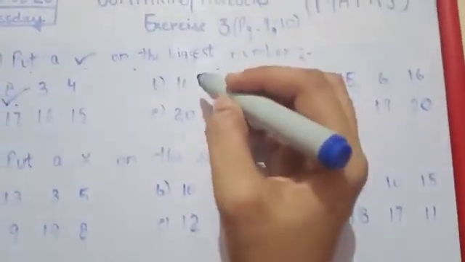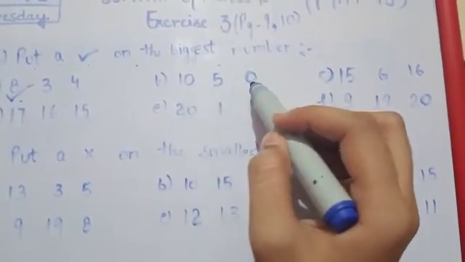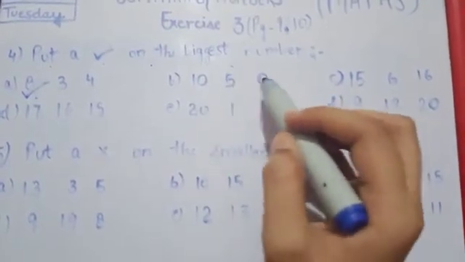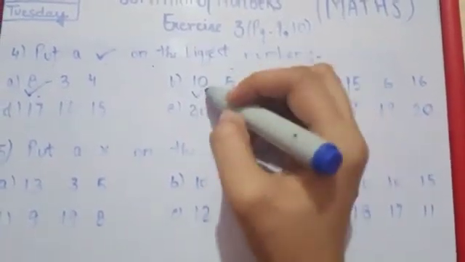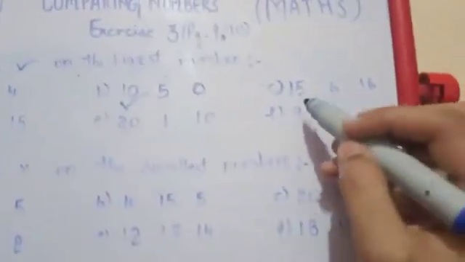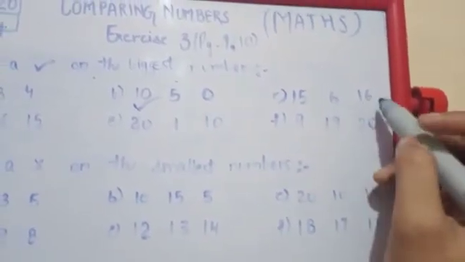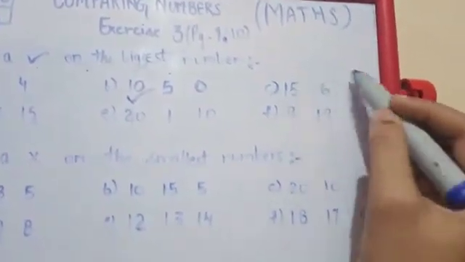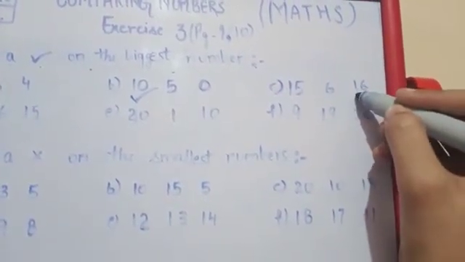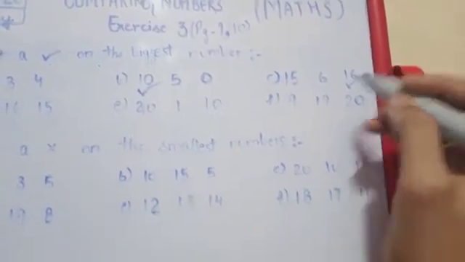Now come on part B. 3 numbers are given here, 10, 5 and 0. So which is the biggest number in these 3? Yes, 10. So all of you will put tick on 10. Come on part C. 15, 6 and 16. Which number is biggest in these 3? सबसे biggest number, सबसे बड़ा number कौन सा है इन तीनों में? Yes, 16 is the biggest number, so you will put tick like this.